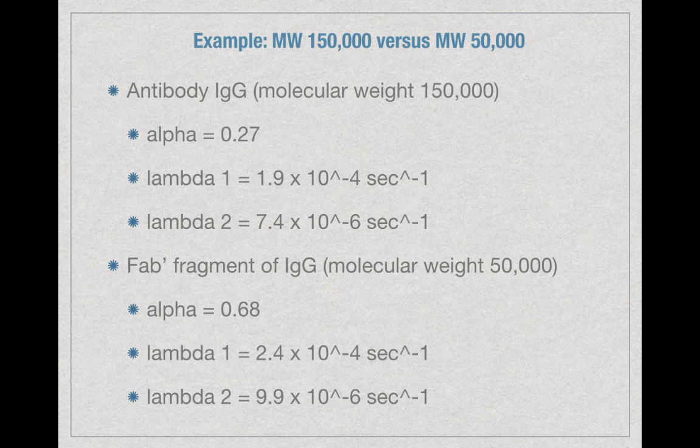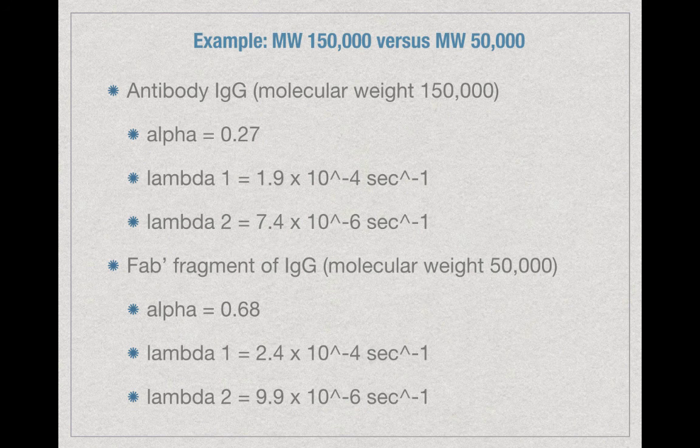But for this slide, when we're looking at an antibody that has a molecular weight, for example, of 150,000, the alpha constant becomes 0.27, and lambda 1 will be 1.9 times 10 to the minus 4 over second, and lambda 2 is 7.4 times 10 to the minus 6 over second. Whereas something that's much smaller, which is a Fab, a fragment of an antibody, it only weighs 50,000. The alpha constant is 0.68. Lambda 1 is 2.4, so the lambda 1 is much quicker, and the lambda 2 ends up being much quicker.